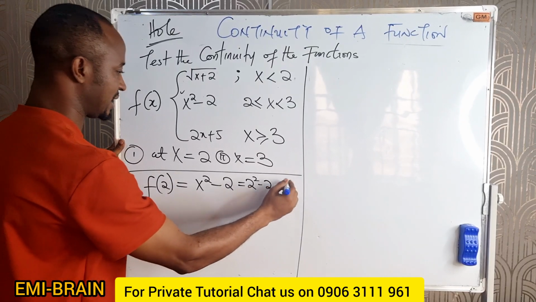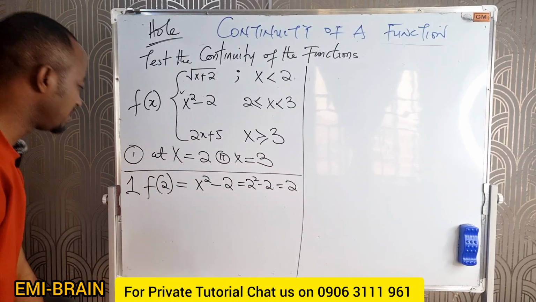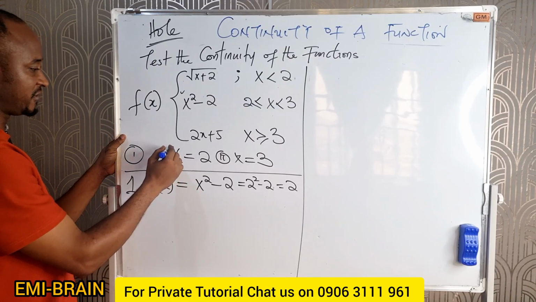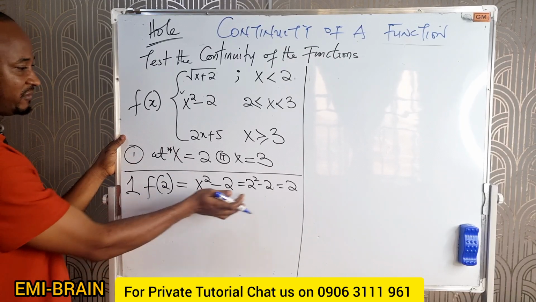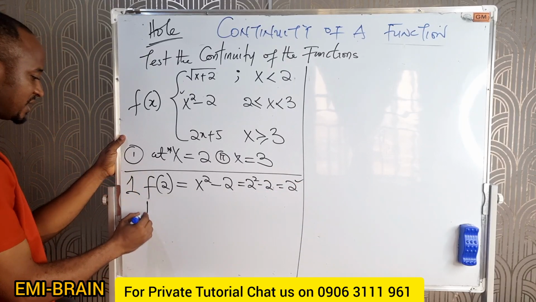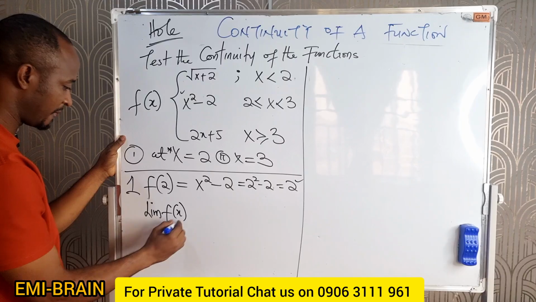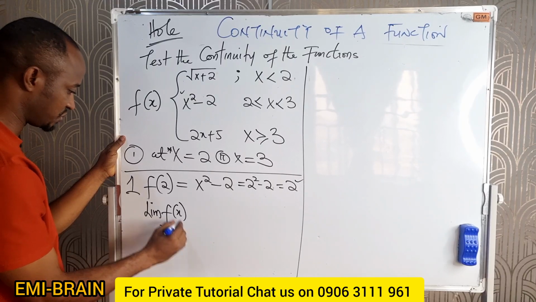4 minus 2, the answer is 2. Now, don't forget we are looking for the continuity at x equals 2, the first one. So we have defined f of 2 and we got 2. Let's find the limit of f of x as x approaches 2.